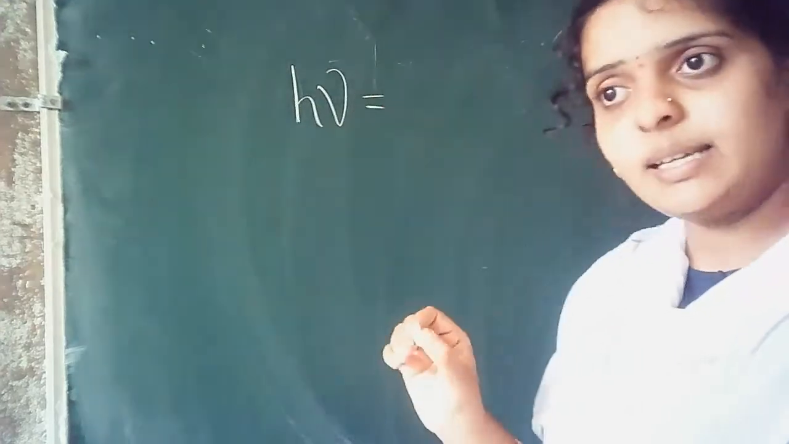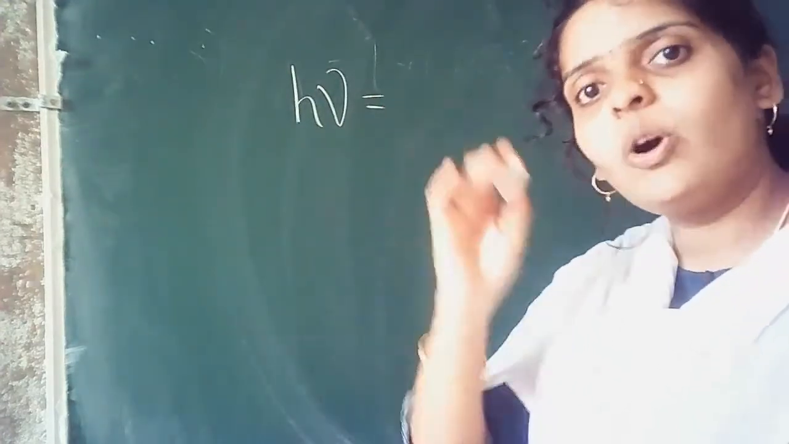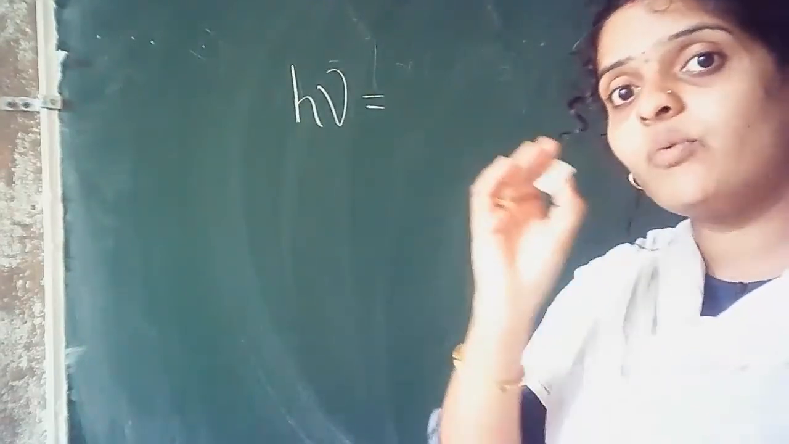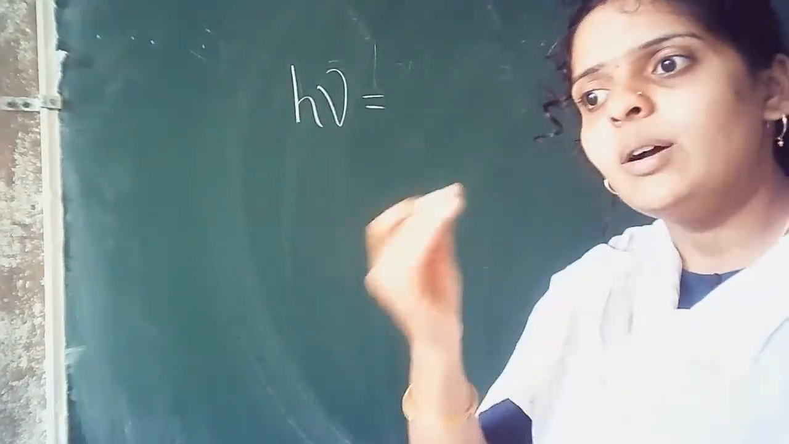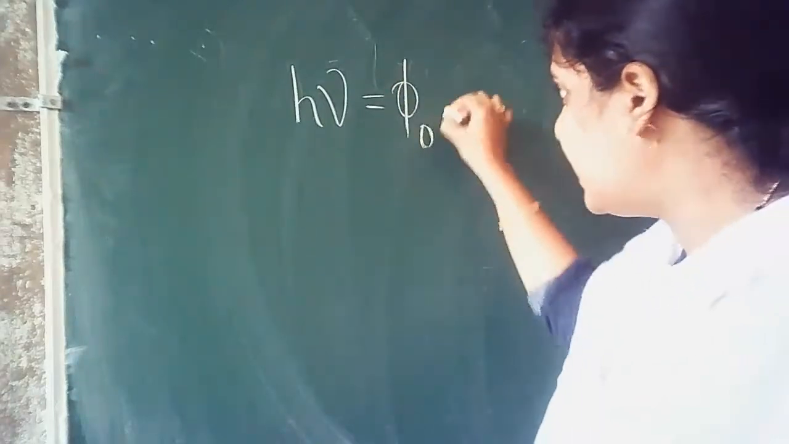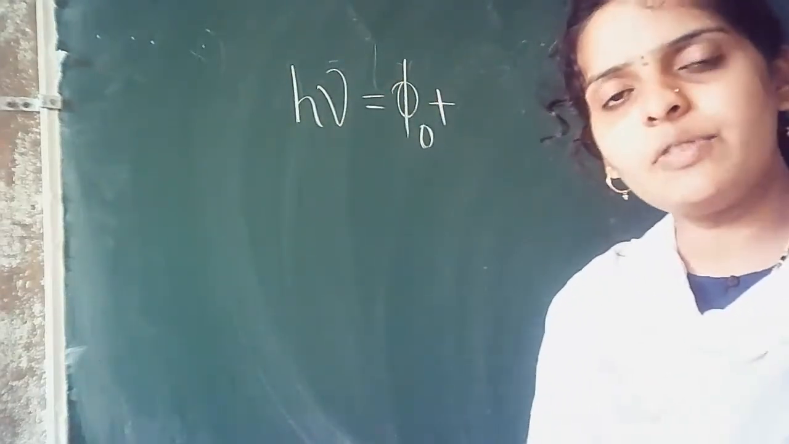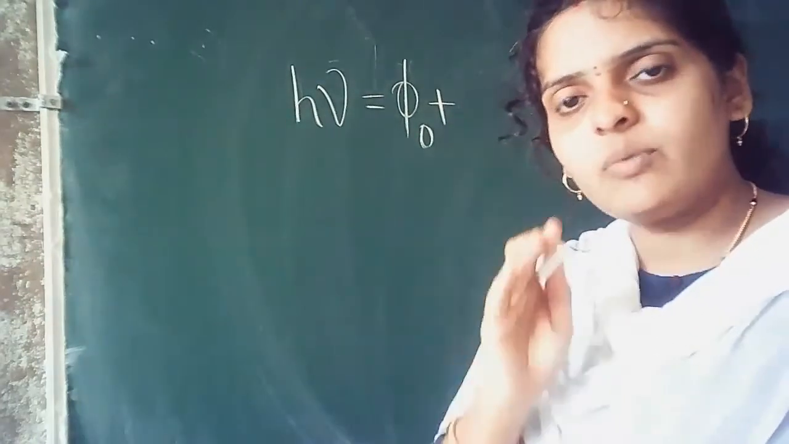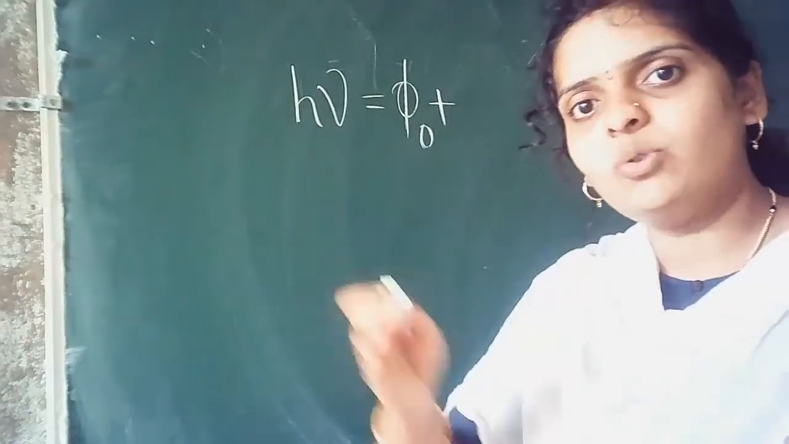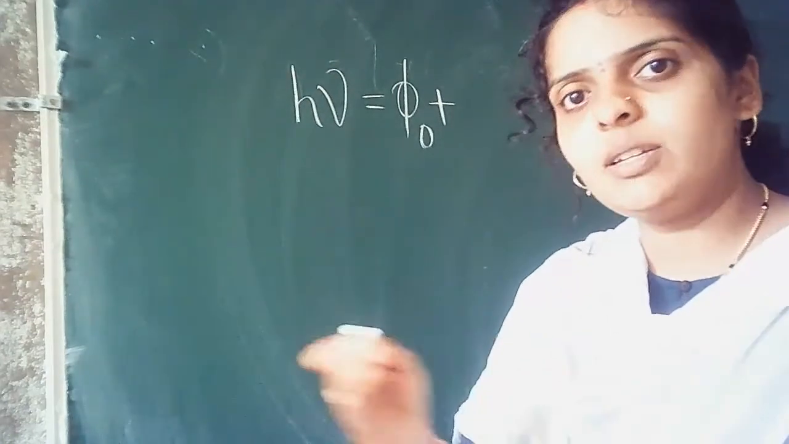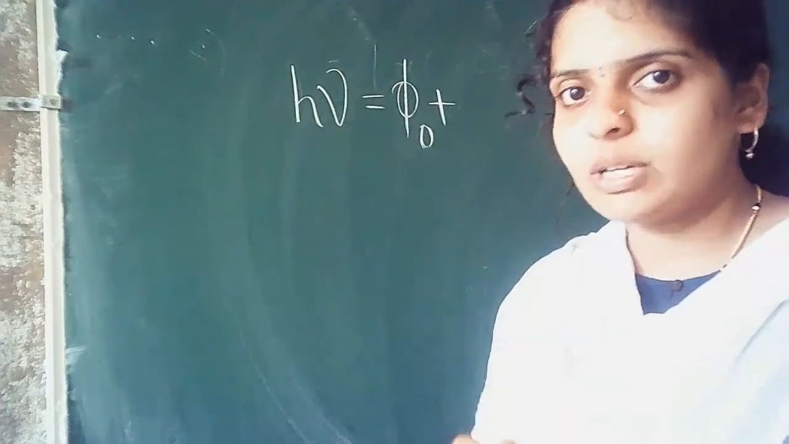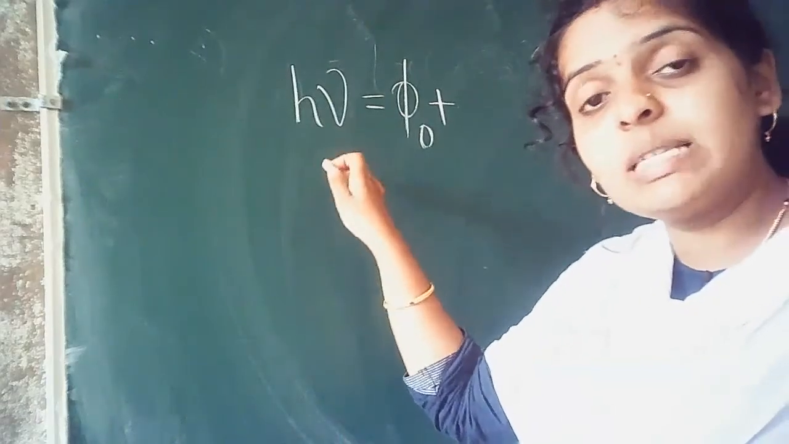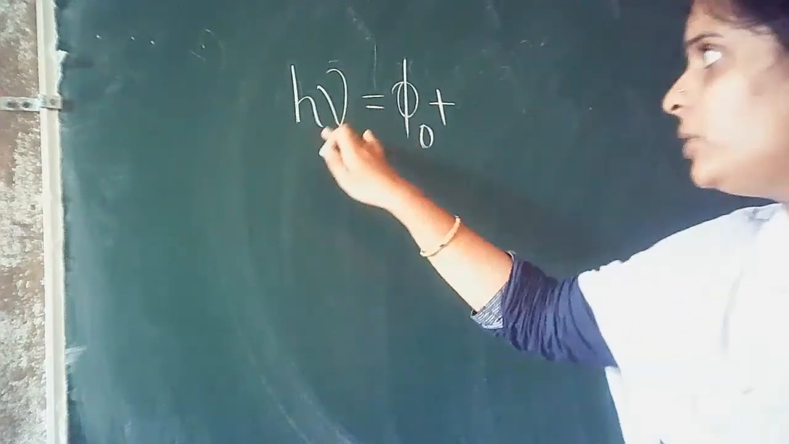This energy is distributed in two forms, or divided into two parts. One part is used as the work function, given by phi naught. The other part is used as kinetic energy. The electron requires some energy to move from the cathode to the anode, and that kinetic energy is given by the light radiation, which has the value h nu.